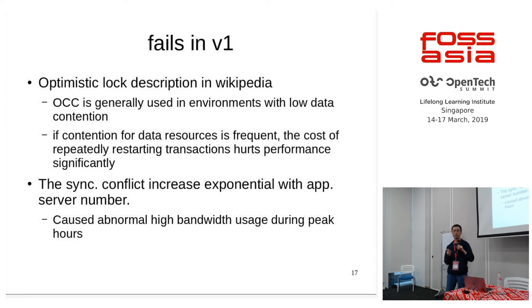A lot of syncs will fail because an application server grabs from Redis and updates, but the Redis master copy has been updated by another application server, resulting in failure. Then it needs to grab again, and because of such conflicts, every application server will retry and result in abnormally high bandwidth usage.